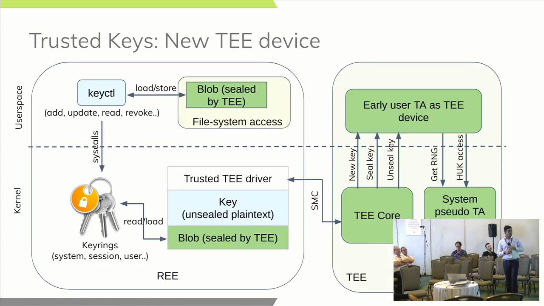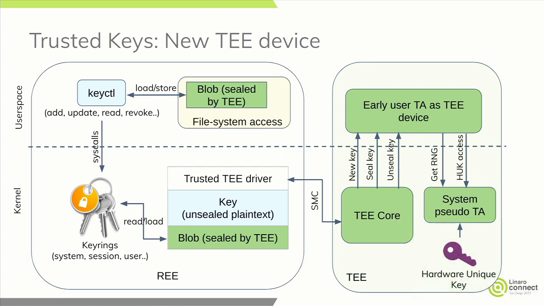Now let's get into the details of how this would plug in with the kernel interface. You have this early user trusted application that provides three invoke commands to create a new key, seal a key, and unseal a key. It utilizes the system pseudo TA, which exposes this hardware unique key to trusted applications only. It uses this hardware unique key to seal and unseal a trusted key and provide the encrypted blobs back. Here, the user space doesn't see any difference in the way it operates. It's only the backend that is plugged in with a TEE instead of a TPM.